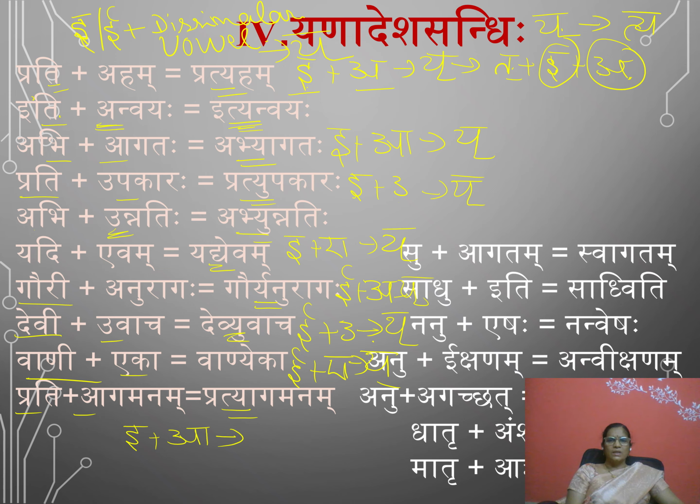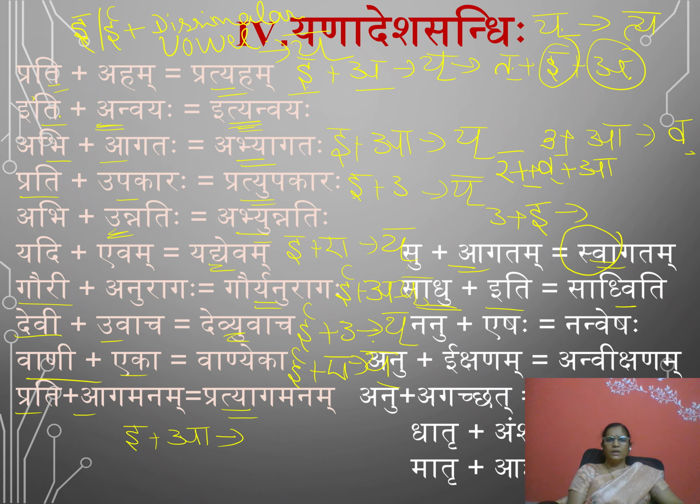If you see these examples, first word ended with U. Su plus Agatam, first word ended with U. Agatam started with A. Then here we got V, Swagatam. So here also, in the place of U, we write V, Su is already there. Su plus V plus A. That's why you got here Swa, Sanyukta Akshar. Sadhu, similarly this one also, Sadhu plus Iti. Word ended with U, second word started with dissimilar vowel.